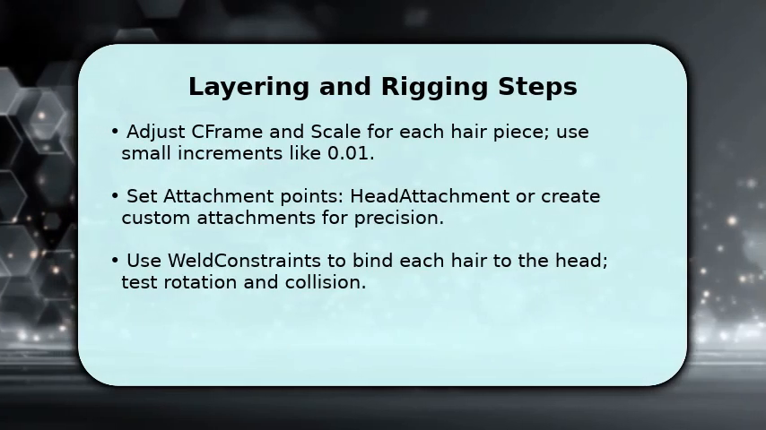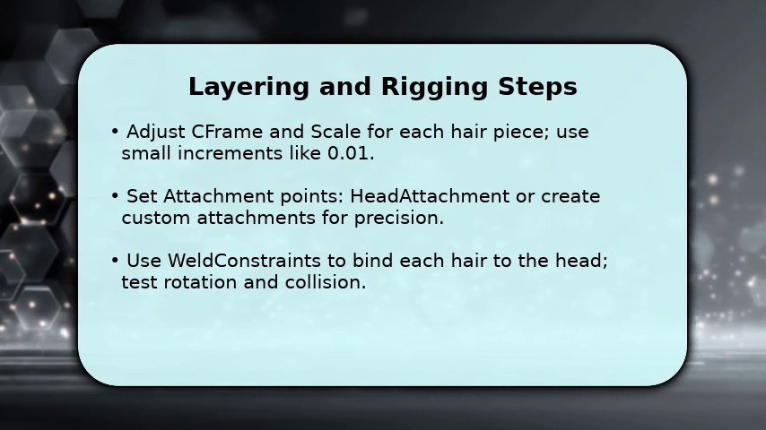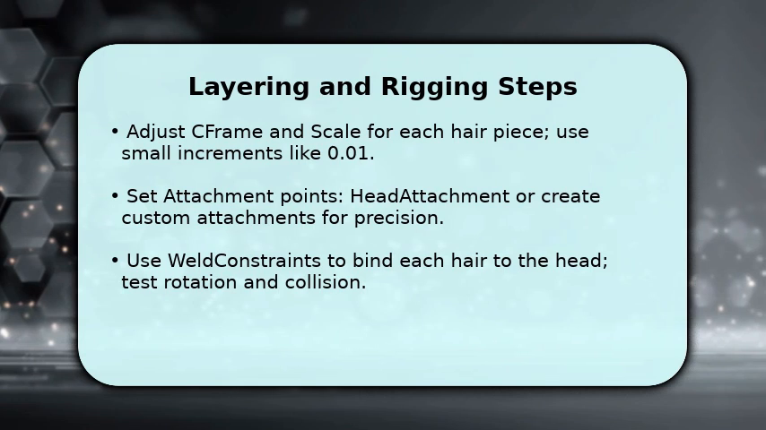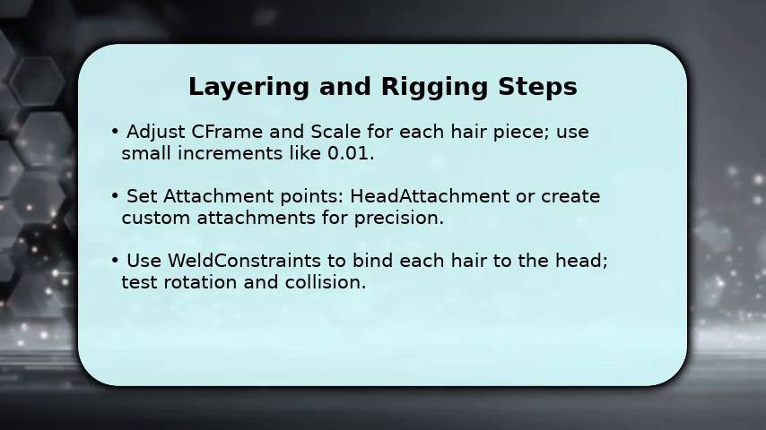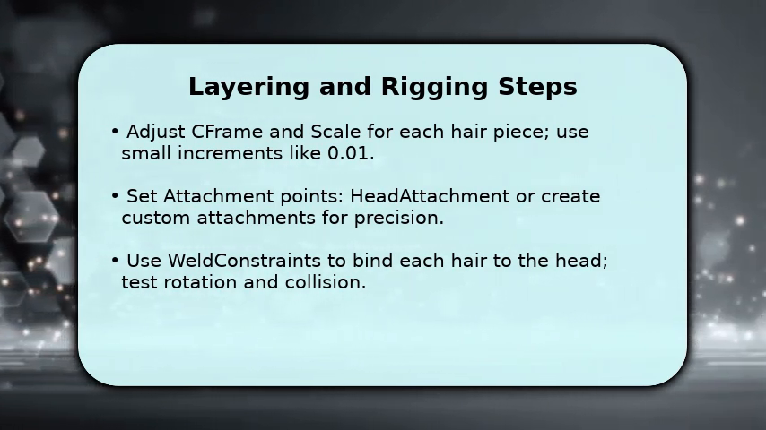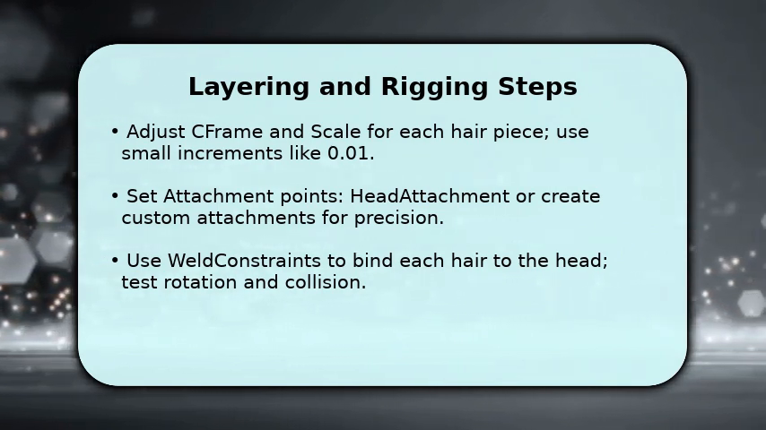Now you add the second and subsequent hair pieces and focus on precise placement. Use tiny scale and position tweaks, 0.1 or 1 degree at a time, so the meshes don't clip. Create or reuse a head attachment and align each hair's attachment to it. That's why attachments matter. They preserve relative position when the avatar moves.